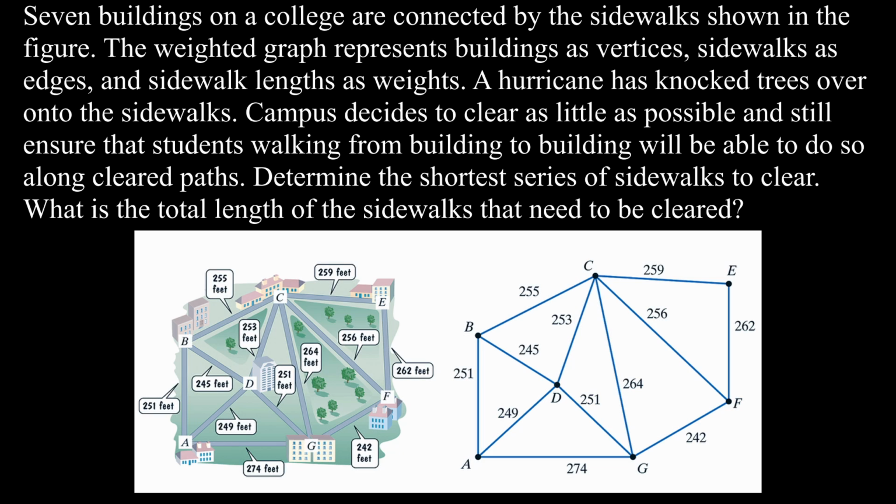For this, our last example of the semester, we have that 7 buildings in a college are connected by the sidewalks shown in the figure. The weighted graph represents buildings as vertices, sidewalks as edges, and sidewalk lengths as their weights. A hurricane has knocked trees over onto the sidewalks, and campus decides to clear as little as possible so that they can still ensure students walking from building to building won't have to get over the trees. Determine the shortest series of sidewalks to clear, and then find the total length of the sidewalks that need to be cleared.